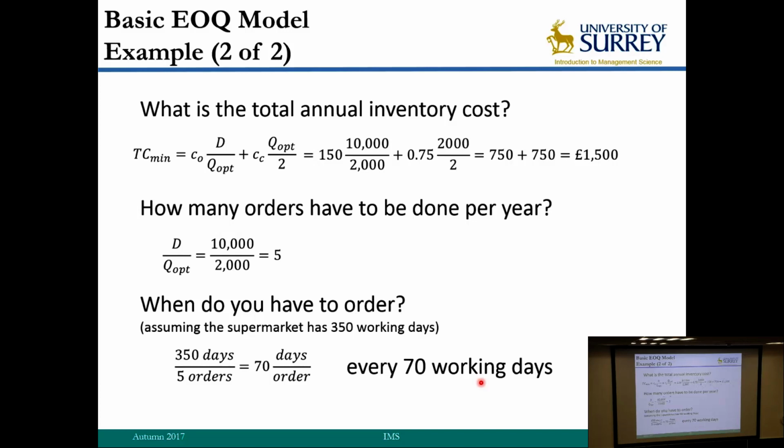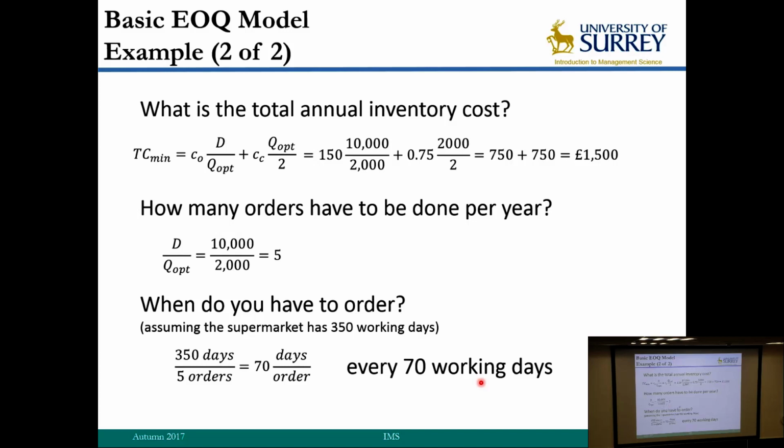And how many orders have to be made per year? As we know, the optimal way is to order 2,000 pallets each time. But for the whole year, the demand is 10,000, so we should order 5 times. That's the optimal one for minimizing our cost. If we're not using 2,000, we're going to have slightly more cost.